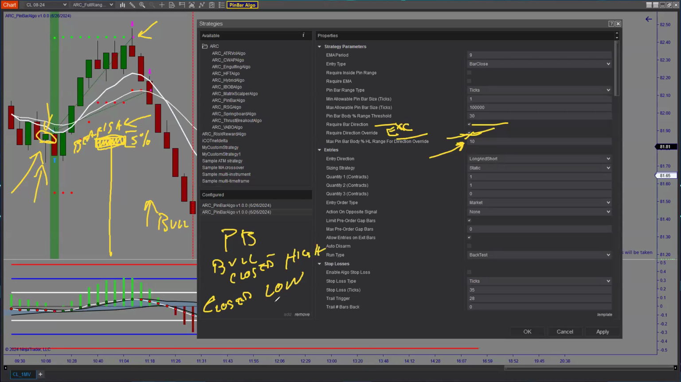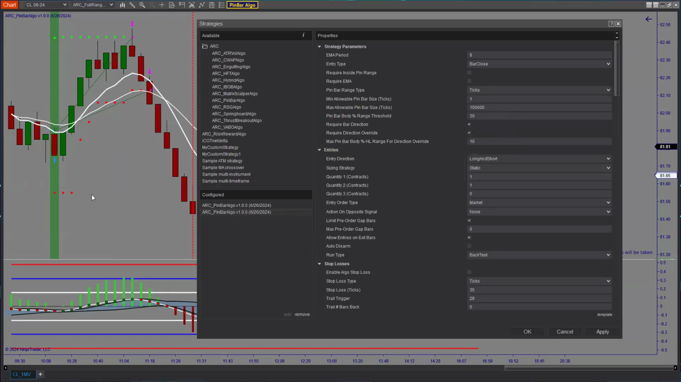But normally we would just say, well, is it a green bar or a red bar? Green bars are bullish and red bars are bearish, right? That's normally what we would do. So this is where all of this comes from: do you want to require a bull or a bear, for lack of a better way of explaining it? And will you override that if the bar is really small?